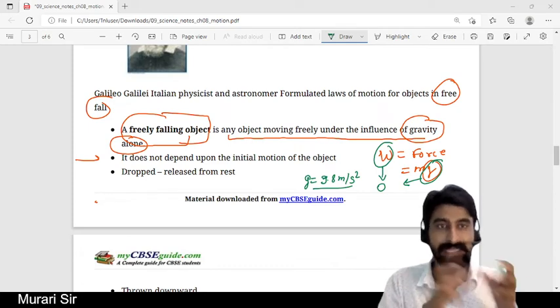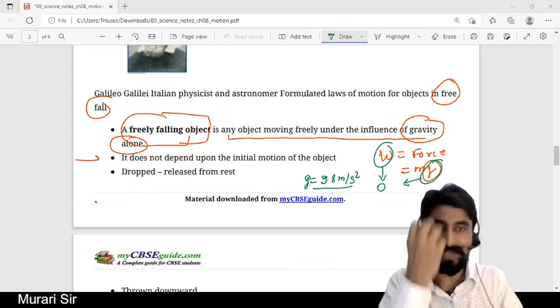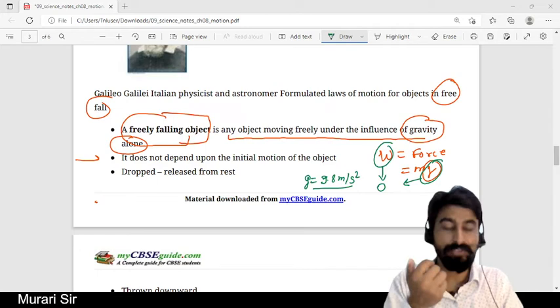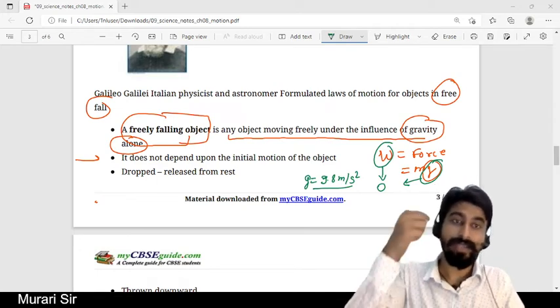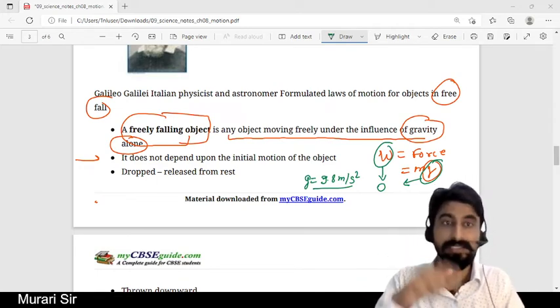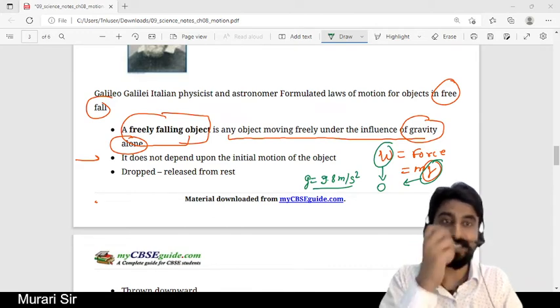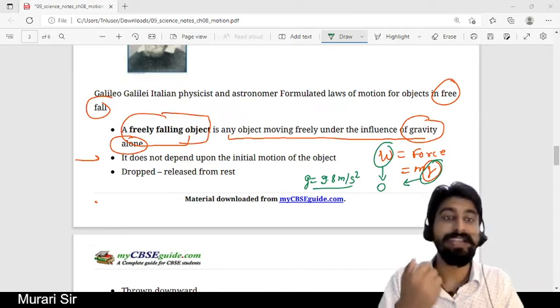Now we consider acceleration here. If the earth is attracting you downwards with the acceleration of 9.8, you are going in the direction of the center of earth with the same acceleration, that is 9.8. So you will feel weightlessness.